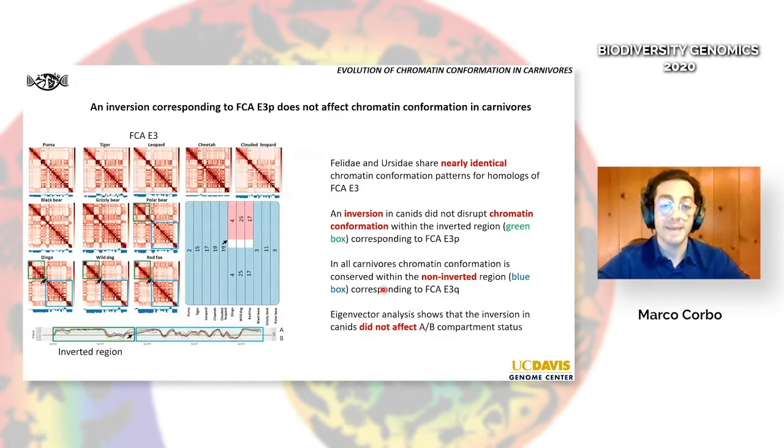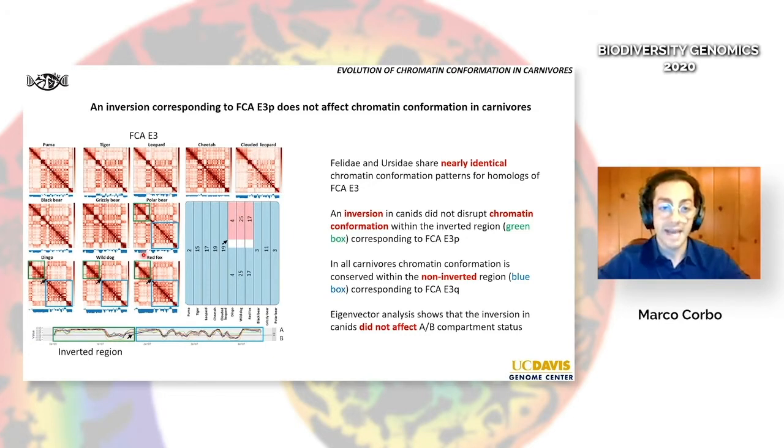And then we expanded the analysis at the order level of the carnivores by including 3 species of the bear family. And here we show the analysis done on the homologs of cat chromosome E3. By looking at the genome alignment, we can observe an inversion which corresponds to the short arm of the cat chromosome E3 in 3 canids, which here is highlighted by this pink fragment.